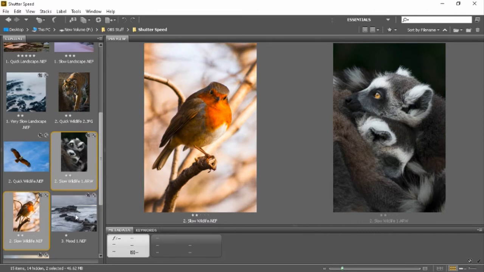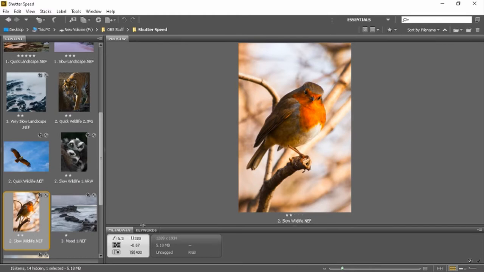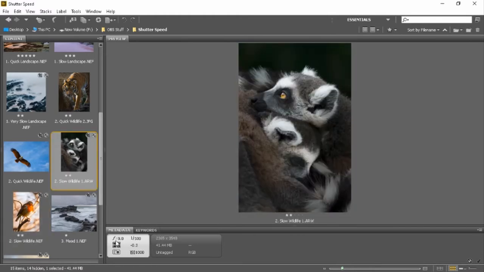How are we looking here? The subjects aren't moving very quickly. They are moving around a little bit, so, you know, they're not sitting in one particular pose. They're tilting their head left and right a little bit, moving up and down, but they're staying relatively still. And if we have a look at the shutter speeds, let's have a look at the bird one first, shot at a 320th of a second, and the lemur one at a 500th of a second.